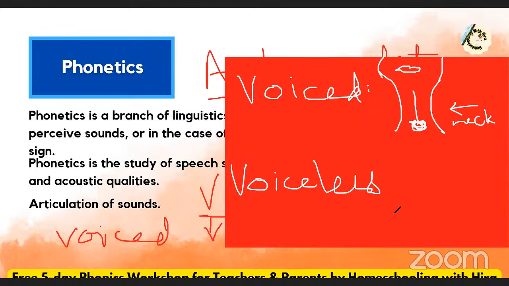Voiceless sounds are the sounds in which we don't need our sound box. Okay? They are only produced with the movement of our lips, teeth, and tongue. Now keep your hand on your throat and say the sound.